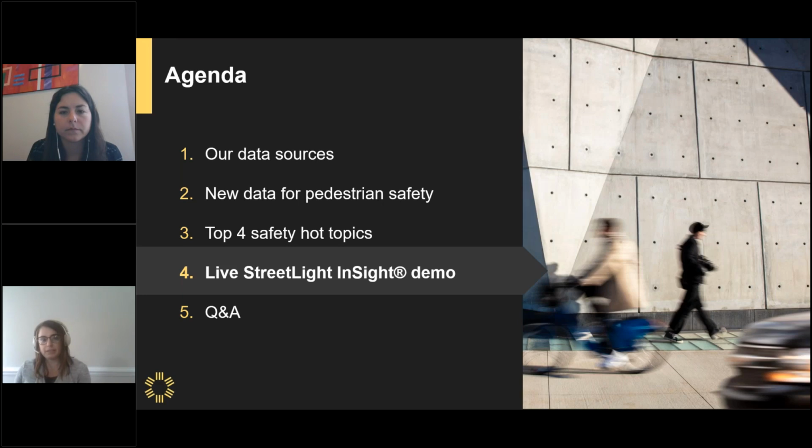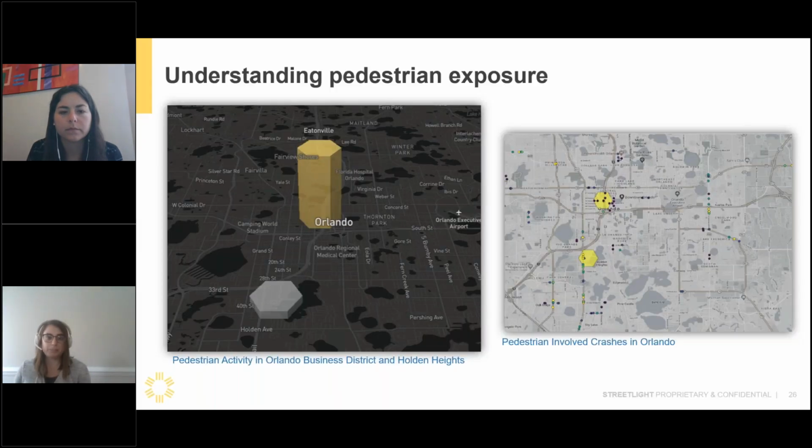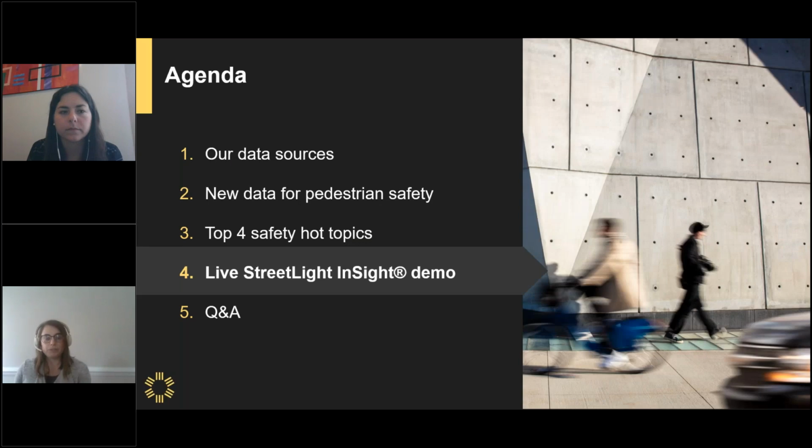We'll be focusing on some of the examples from the pedestrian safety and the safety data ebooks that are available on our website. We'll be going over examples such as pedestrian exposure, Vision Zero, as well as work zone safety. And we'll be focusing on our examples in the Orlando area. Next slide.